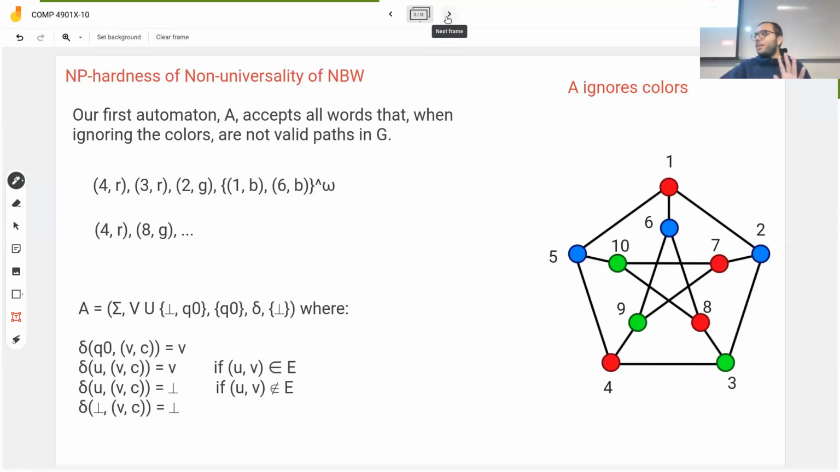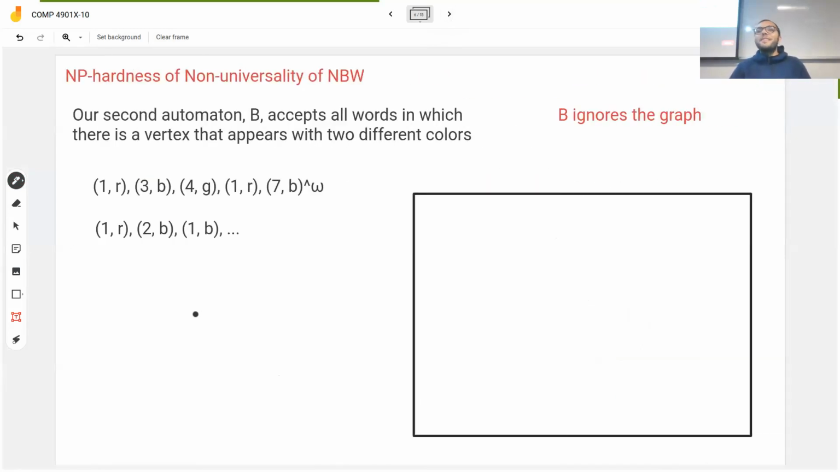I'm going to create 5 automata, and you have to remember all of them. Okay. So my second automaton, I'm calling this automaton B, and it's kind of the opposite of the first one in that it ignores the graph and it only focuses on the colors. Okay. And it accepts all the words in which there is a vertex that appears with 2 different colors.